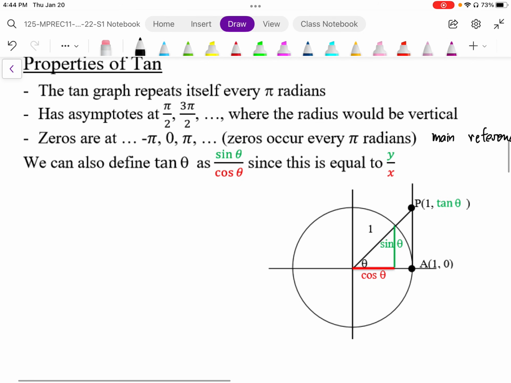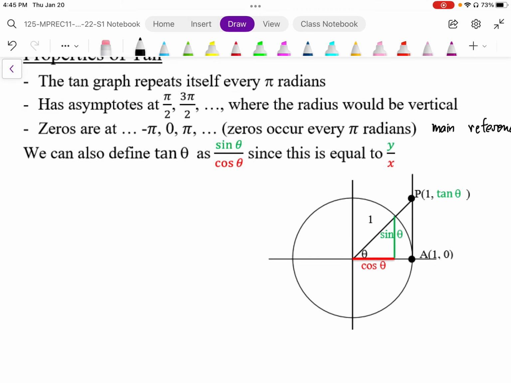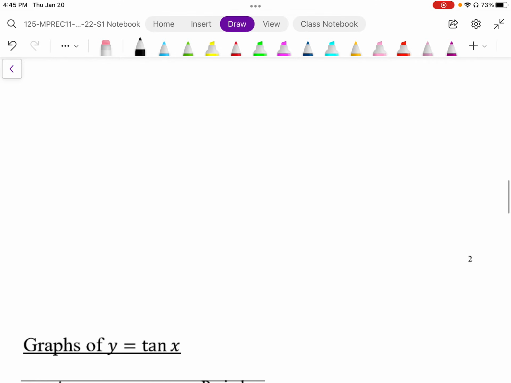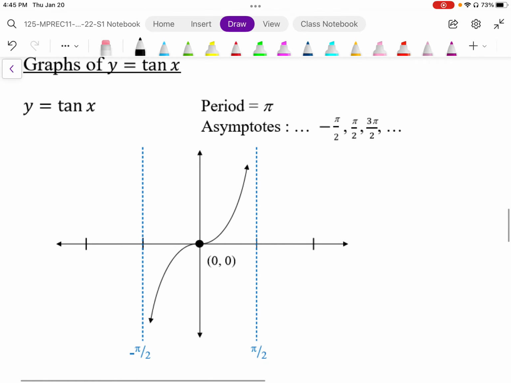Now, we could also look at tan as sine over cos, because if we think of the slope ratio, that slope ratio is going to be rise over run. In the unit circle, it is going to be the length sine over the length cos, and that gives us the same as y over x. So these are the main properties of tan. When we look at the graph of tan, it looks like this.